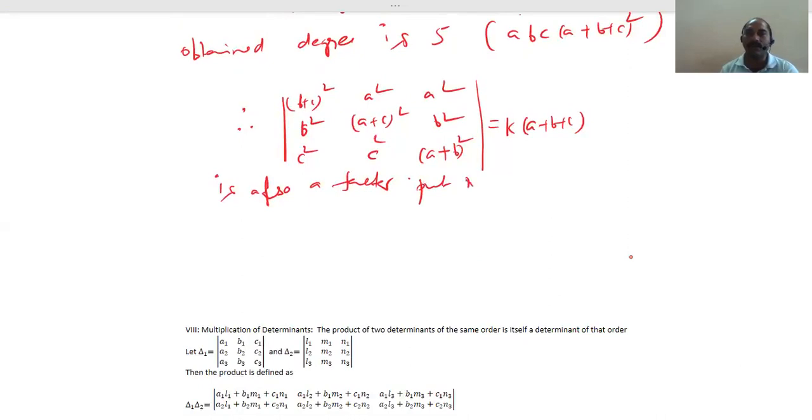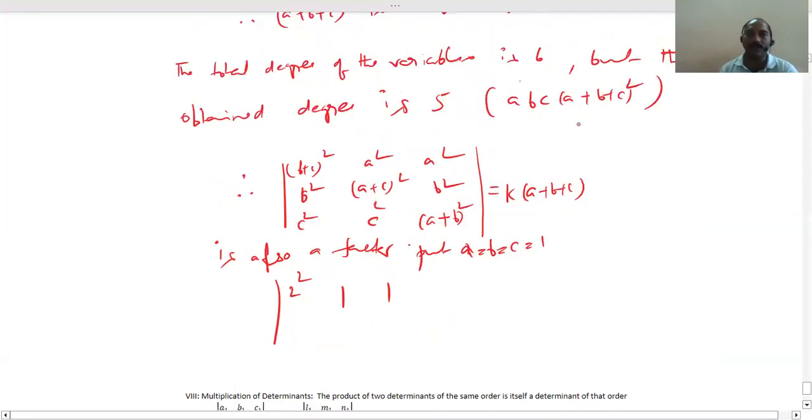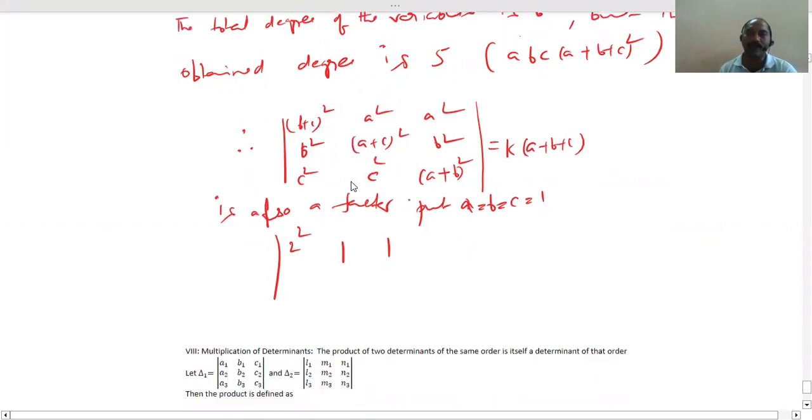By substituting, put a equal to b equal to c equal to 1. Then the determinant becomes 2 square. To find the k value, a plus b plus c is also one of the factors, because the degree is 2 and all are symmetric. A plus b plus c is a common factor. Why? Because these are symmetric in nature: b plus c, c plus a, a plus b change in cyclic order symmetrically. So therefore, a plus b plus c is another factor.